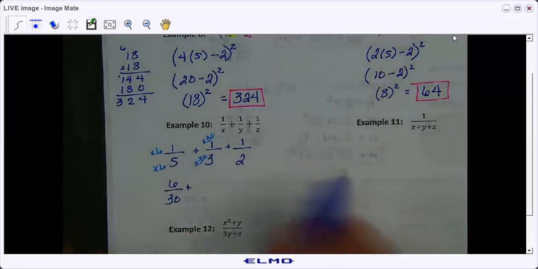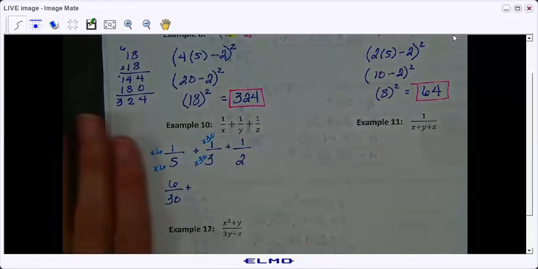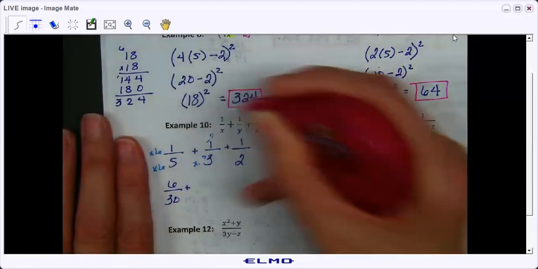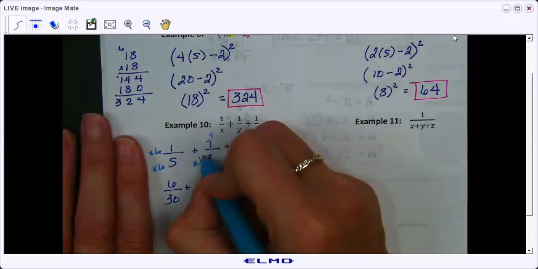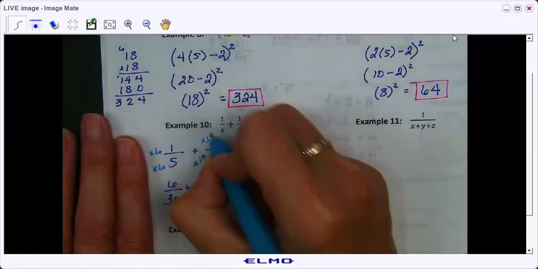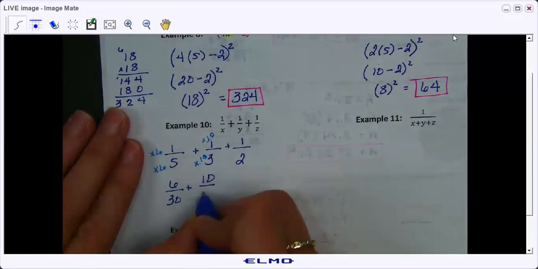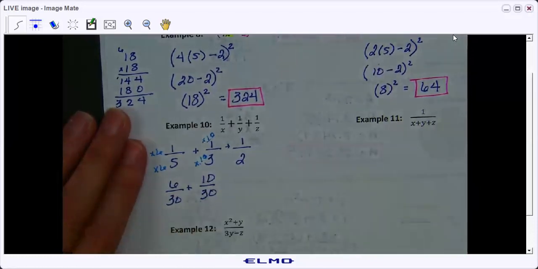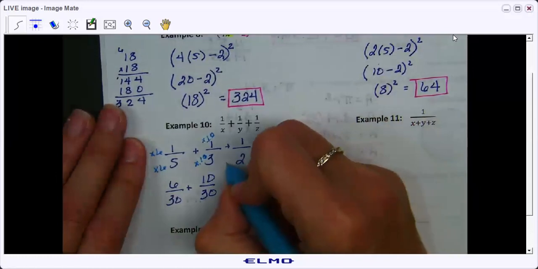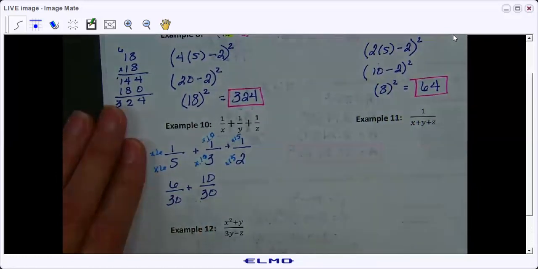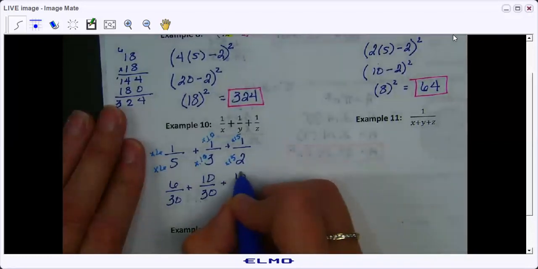Oh, 10. Sorry, thank you. I made a mistake. So by 10. Okay. So plus 10 over 30. Okay, what do I multiply 2 by to get 30? 15. Okay, 1 times 15 is 15 and 2 times 15 is 30.